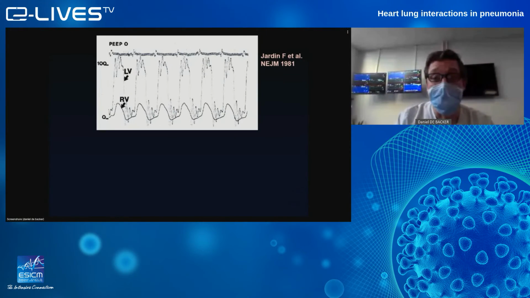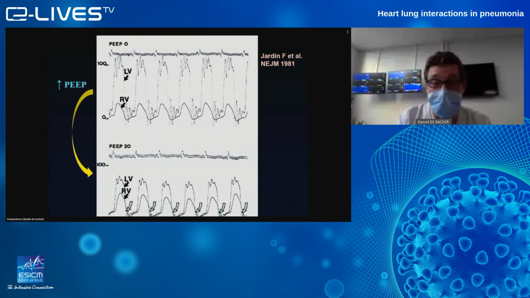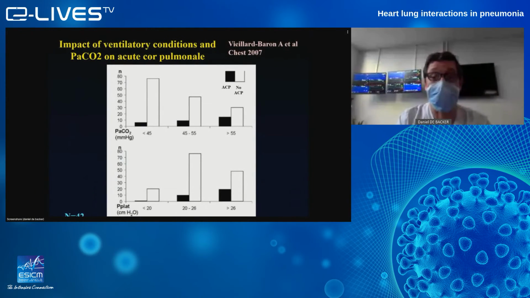This was also nicely demonstrated by invasive measurements in the 80s by François Jardin, who showed that indeed here we have the left ventricular pressure and the right ventricular pressure. They applied elevated PEEP in these patients with ARDS, increasing from 0 to 20. And we can see not only a decrease in the left ventricular pressure, but also, at the end of the systole, the pressure in the right ventricle is higher than the pressure in the left ventricle, inducing this paradoxical septal movement.